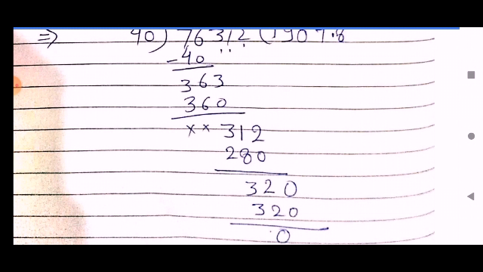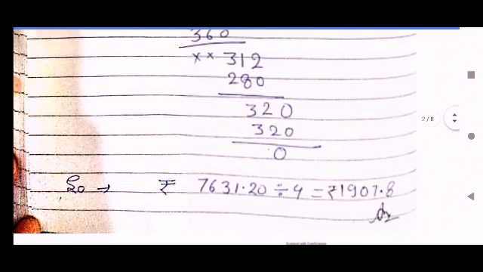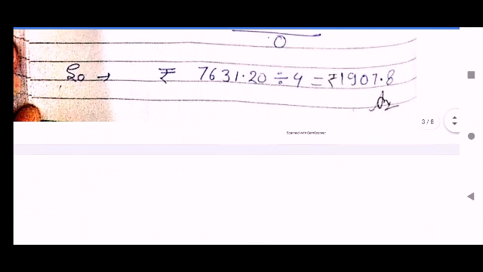Now we have to take another digit for further division, so we will put a point, a decimal, and we get 0 as the digit. Now we will again read the table of 40. 40 8s are 320, and 320 minus 320, the answer is 0, and here our division is completed. So on dividing rupees 7631.20 by 4, the answer we have is rupees 1907.80 paise, or 80 paise.